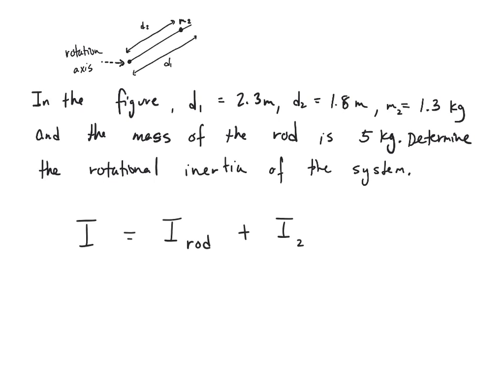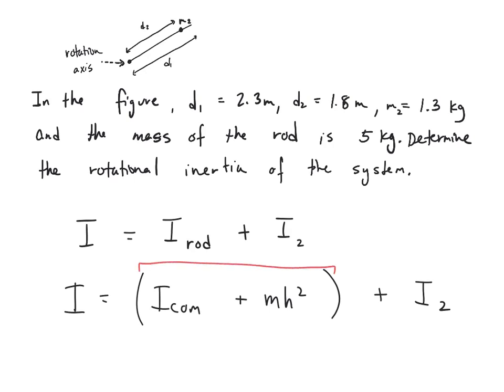So the I of the rod, though, we have to consider, well, that is really, again, the I of the center of mass plus mh squared, and then again plus the second mass. So remember, this is the rod right here. That's what we're talking about right there. And it's rotating, again, about its end. And if you recall, we derived this formula about its end, and we did that, I think, a class ago now.